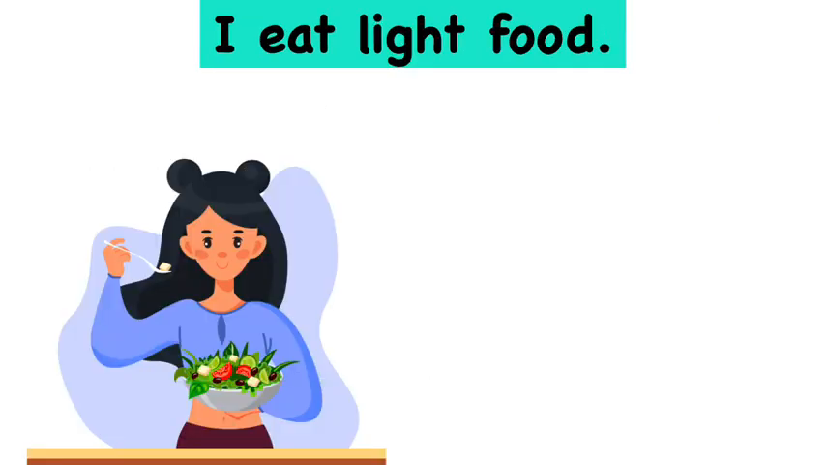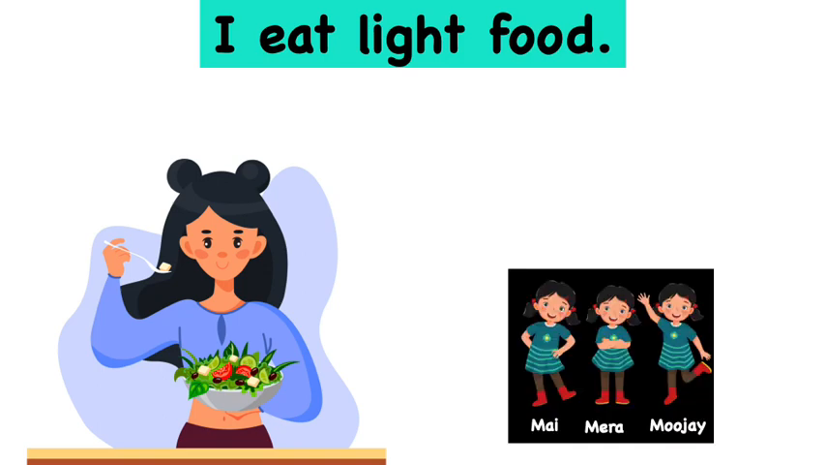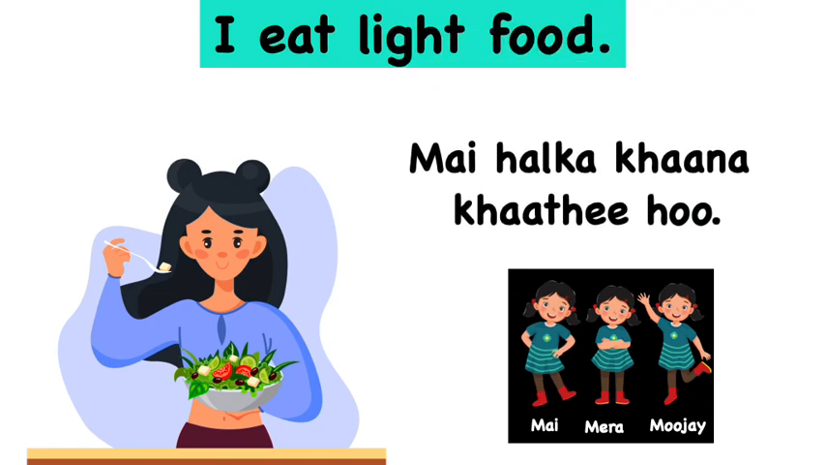Next one. I eat light food. Is it मैं, मेरा or मुझे? मैं. So what would the sentence be? मैं हल्का खाना खाती हूँ. Remember, this is present tense. The speaker is a girl, so we conjugated khana to become khati.